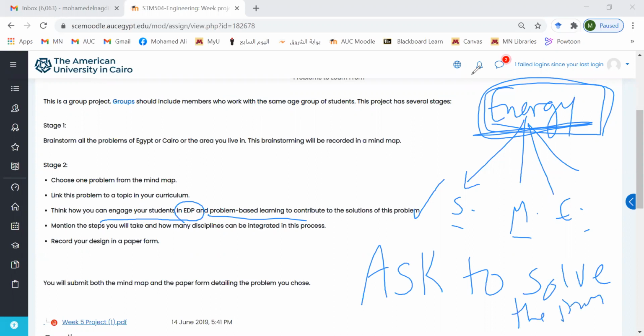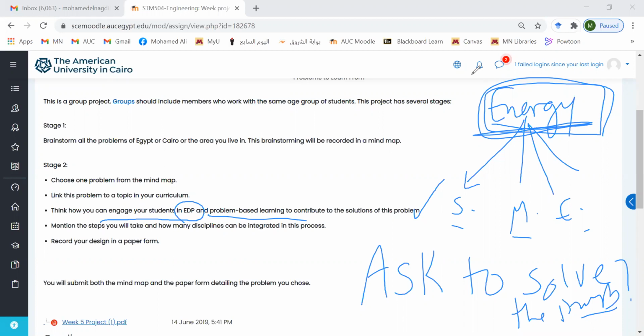Or an activity? Or we ask the students to solve the problem, right? We don't teach energy like content. We teach it in the context of a problem. So how are you going to do that? What are the things you need to do in order to engage the students in the problem solving process?